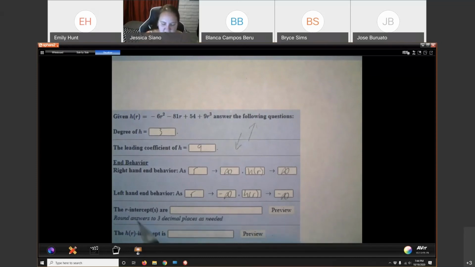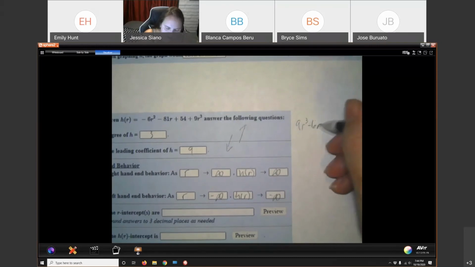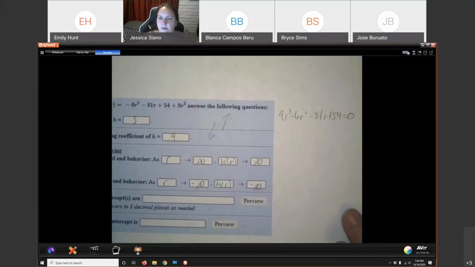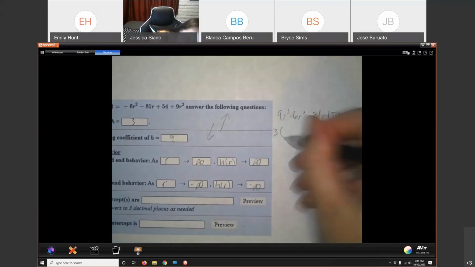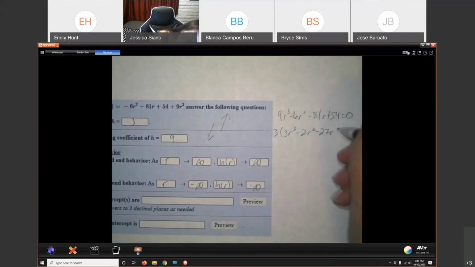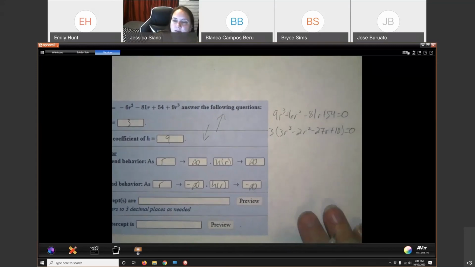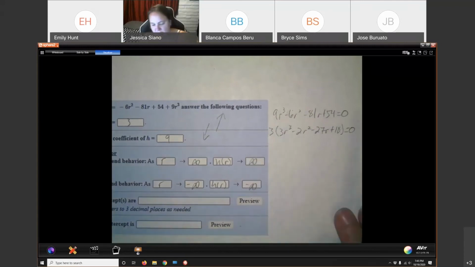Now, to find the r-intercepts here, I'm going to put this in standard form. Ooh, that should be a minus. And then I'm going to factor. First step to factoring is always looking for a GCF, so we absolutely have a GCF of 3 here. 54 divided by 3, I know it goes in. I know this. Don't tell me. 18. So in a situation where you are solving, now let's just leave it there for now.